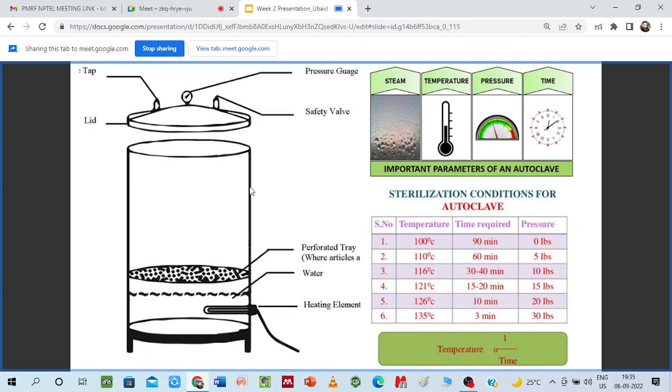So this is the outline of the autoclave. It contains the heating element, which heats the water which is present below this perforated tray or this mesh. And when this water boils, steam is generated. And here in the top, there is a pressure gauge, a safety valve, and this lid. This lid is tightly placed here, and all the items that you need to autoclave are placed here.